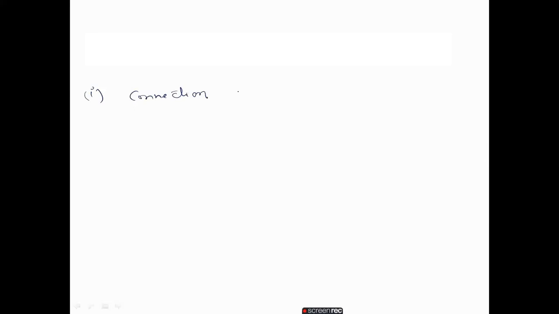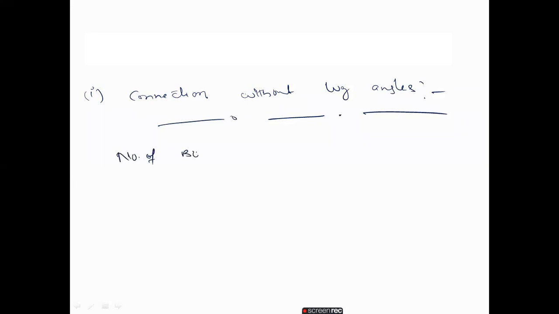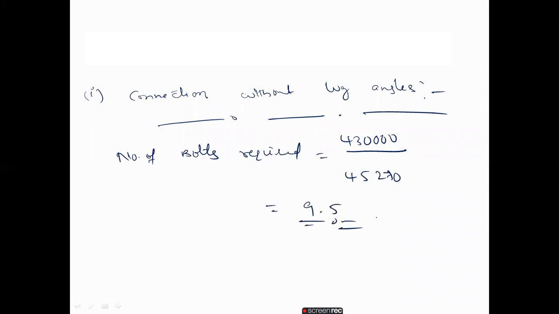The first condition is the connection without lug angles. Now we have to design the connection. For that case, the first angle is without lug angles. First we have to calculate the number of bolts required. The tensile force is 430 kN, that is 430,000 N. The bolt value we just got is 45,270. So approximately I will get 9.5 bolts.